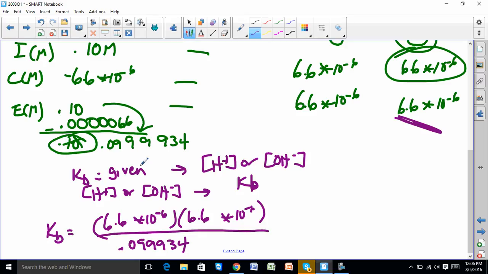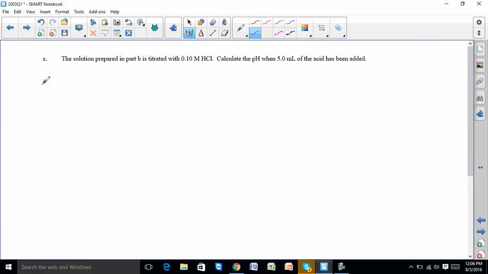0.099934. If you do your sig fig rule here, you would get 0.1, but the deal is you're supposed to do sig figs at the very end. And so what happens in this problem is that when I put that in my calculator and I round to 2 sig figs, I get 4.4 times 10 to the negative 10. And so that's the answer for B.